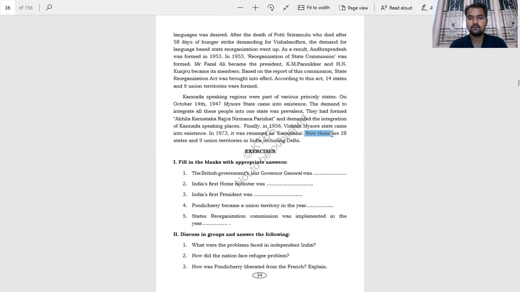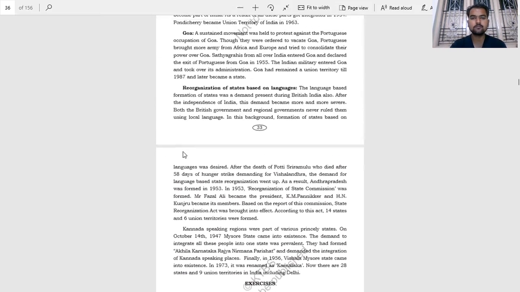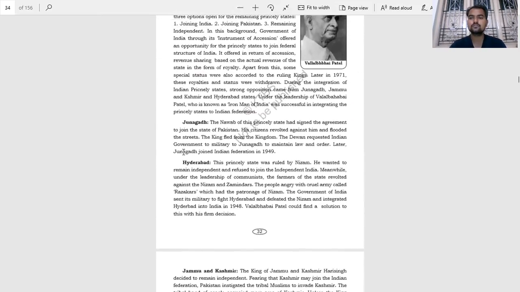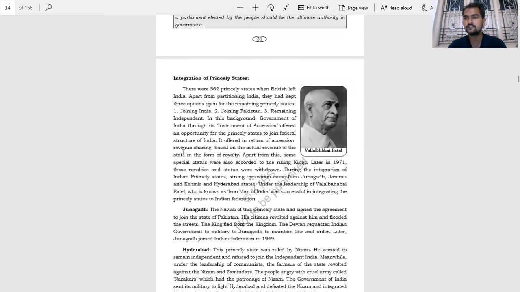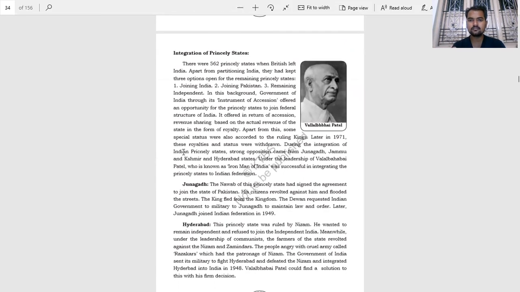According to your book, at present we have 28 states and 9 union territories. So this was the chapter where we learned the major issues we faced, how we tackled those situations, and the role of Sardar Vallabhbhai Patel in the integration of the princely states. Just think, if he had failed in the integration of 562 princely states, India would have been divided into a number of nations. We would require a passport and visa to travel to Maharashtra, Kerala, or Tamil Nadu. But a big salute to Sardar Vallabhbhai Patel ji, who successfully united these princely states under one umbrella called India.